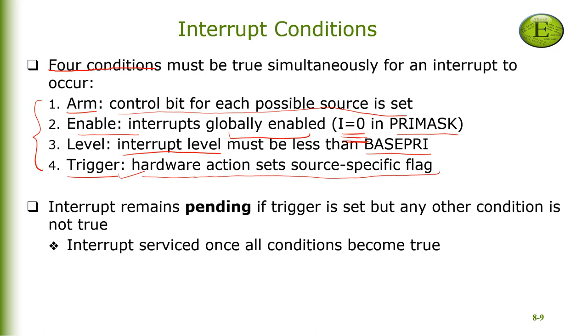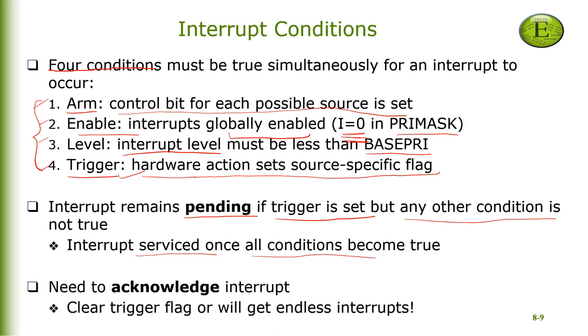But one of the important things to note is that the interrupt can remain in a pending state if the trigger is set but other conditions are not true. This reinforces the fact that all four conditions must be fulfilled before the interrupt is serviced. However, the interrupt can be serviced once all the conditions are fulfilled. And as we said before, inside the interrupt service routine being executed, there must be a provision for clearing the trigger flag. Otherwise, we may run into a problem of getting endless interrupts.